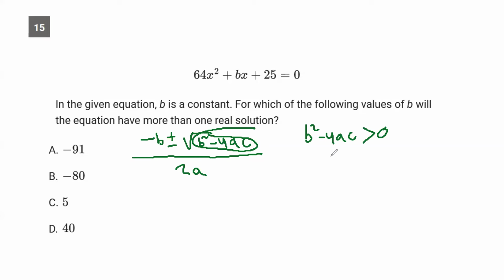Now b here is just b, and that's what we're looking for. A equals 64. C equals 25. So we're going to have b squared minus 4 times 64 times 25.